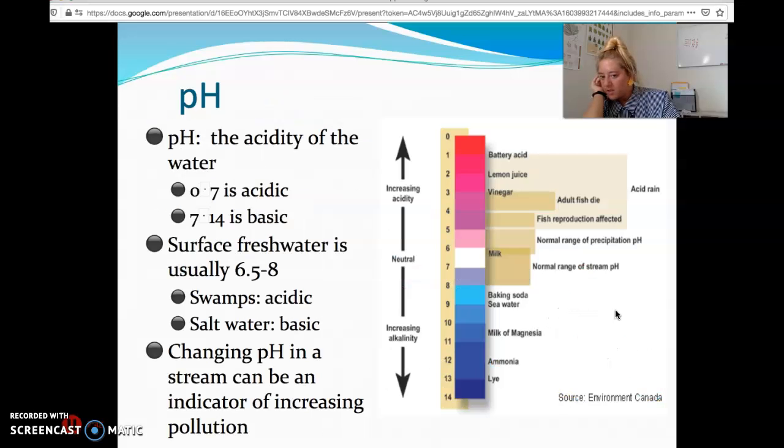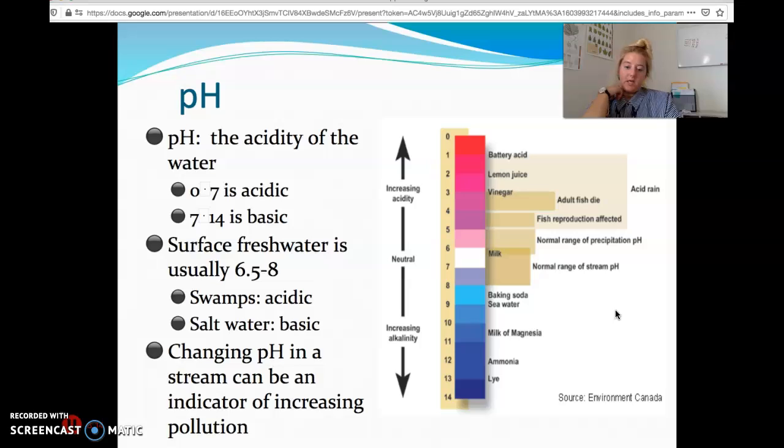Next is pH. pH, I think we talked about it a little bit when we talked about ocean acidification, but pH is the acidity of the water. So 0 to 7 is acidic, 7 to 14 is basic. Surface water, or surface fresh water, is usually 6.5 to 8. It's relatively neutral, meaning it's not really acidic and it's not really basic.